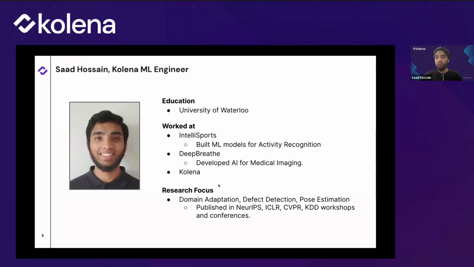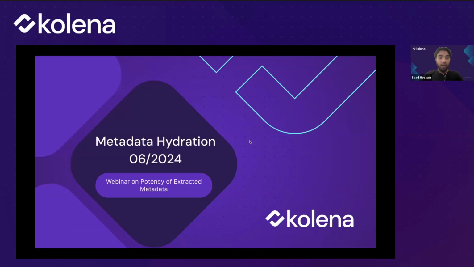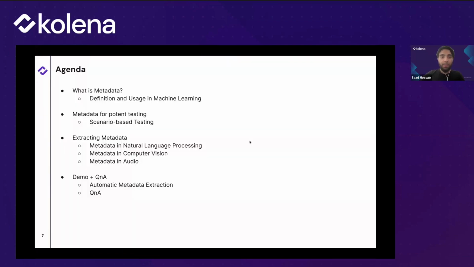In terms of my research work and my research focuses, I've published in a number of workshops and conferences such as NeurIPS, ICLR, CVPR, and KDD, co-authored in multiple workshops and conferences in the fields of domain adaptation, pose estimation, and defect detection. So let's talk about how that translates over to enhancing the way we test AI models and how we use metadata to do that.